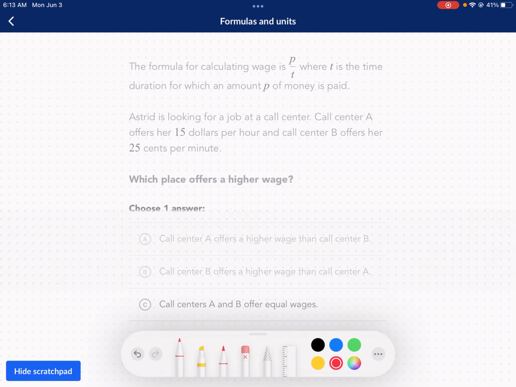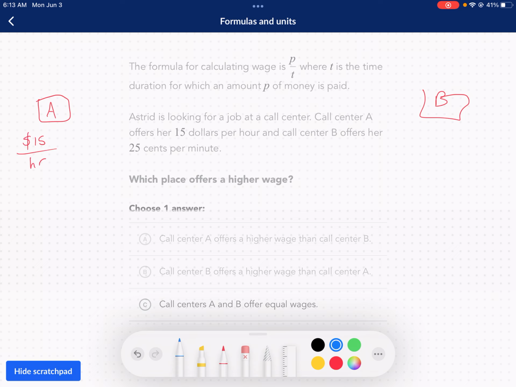Again, we need the same units. They're offering 2 different units. This happens all the time, especially with companies and comparing prices for different products or services. So let's just break it down to A and then B. So A is easy because it's already done for us. We have dollars per hour. We just need B to match up.